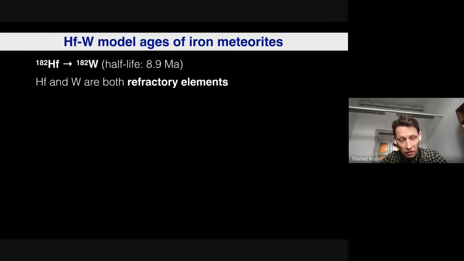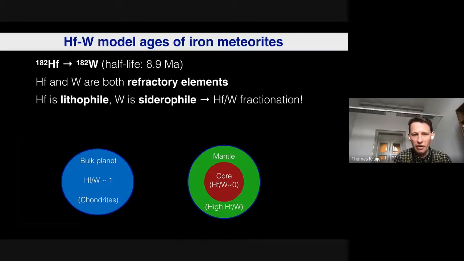Now, the other good thing is that both the parent and the daughter nuclide are so-called refractory elements. So they have high melting temperatures, and they are not affected by volatility-related processes. So they occur in chondritic relative proportions in planets. And what we mostly make use of in this system is the fact that hafnium is a lithophile element. It prefers the silicates, and tungsten is a siderophile element, and it prefers the cores.